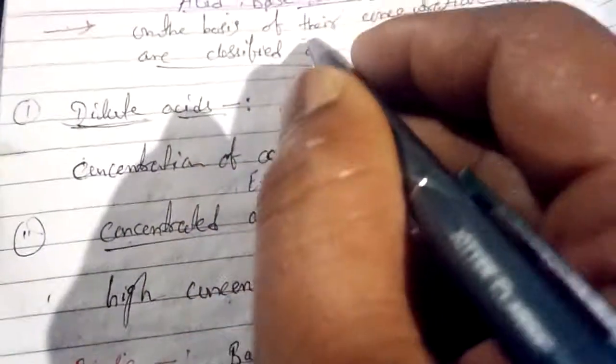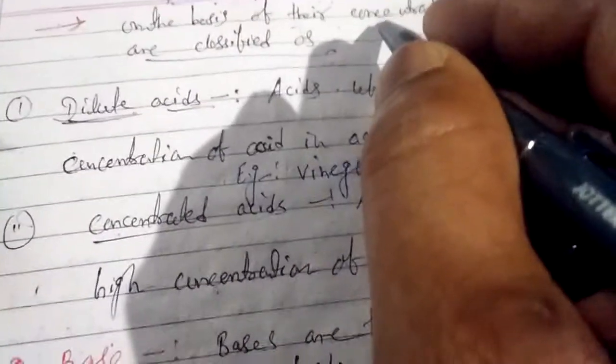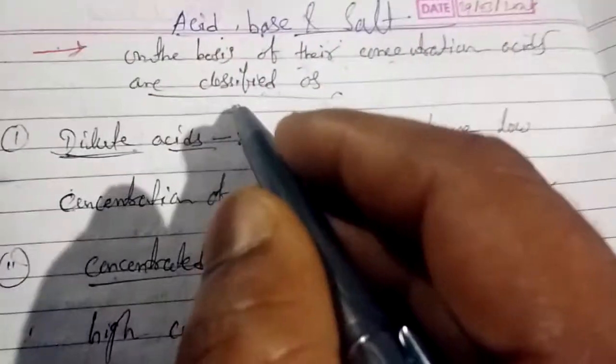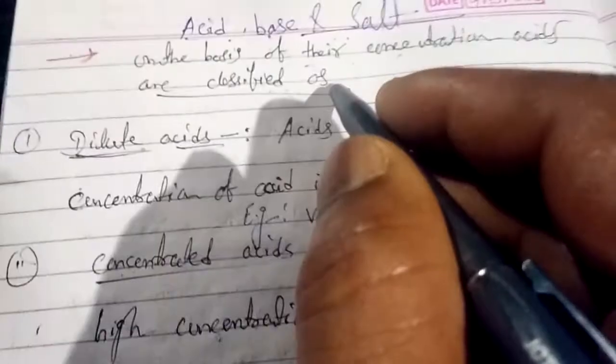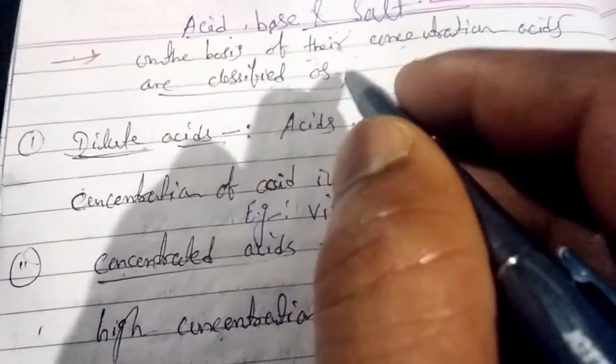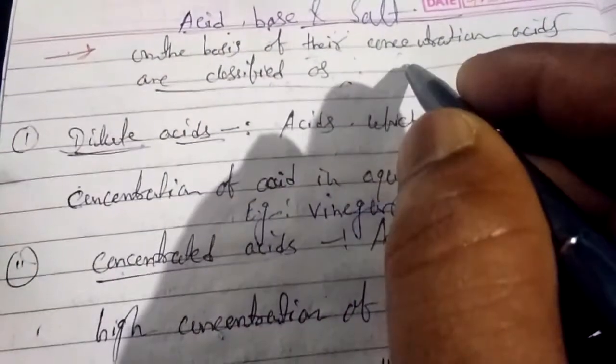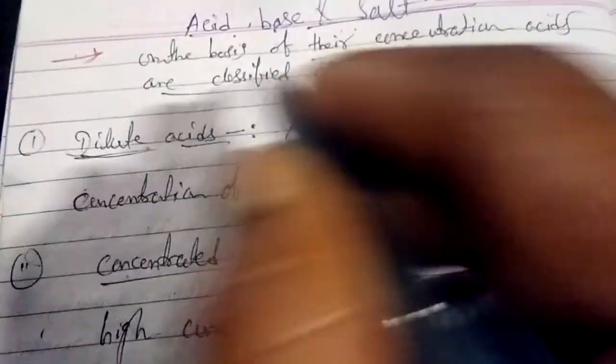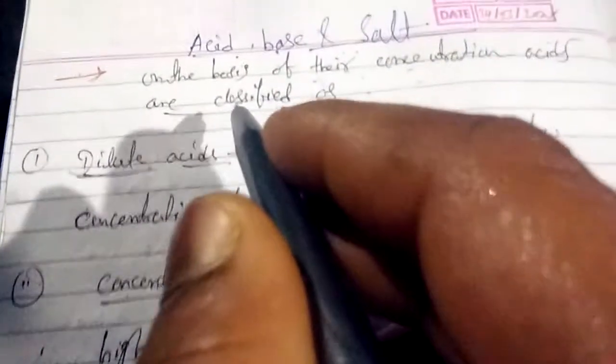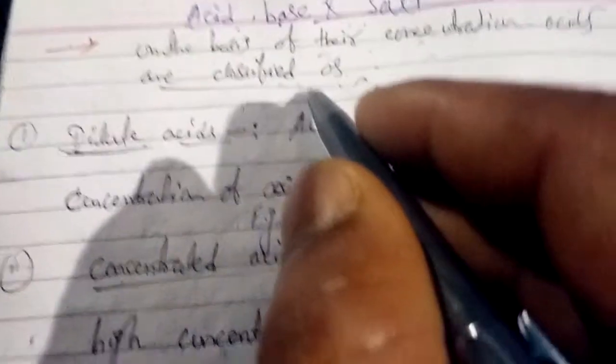What are the types of acid on the basis of their strength? In the previous lecture we already discussed this. On the basis of their strength, meaning capability or power, there are types of acid. We also discussed strong acid and weak acid. Now today we'll discuss acids on the basis of their concentration.